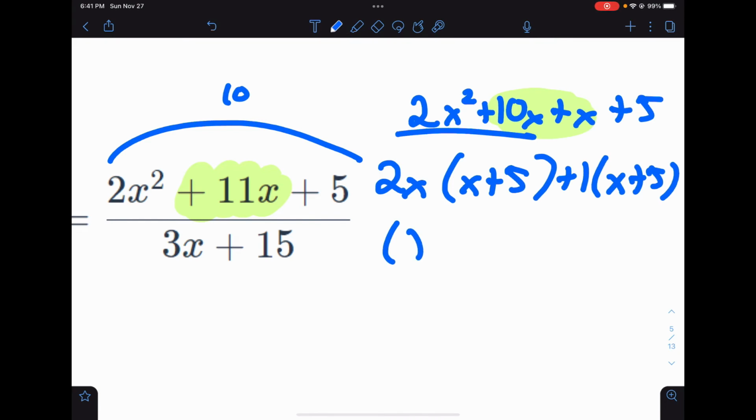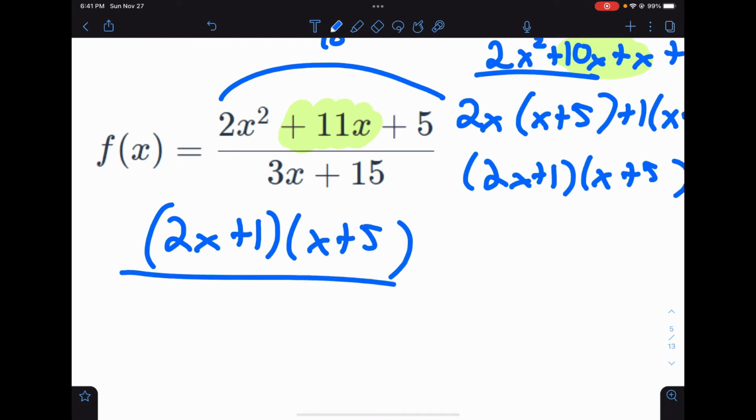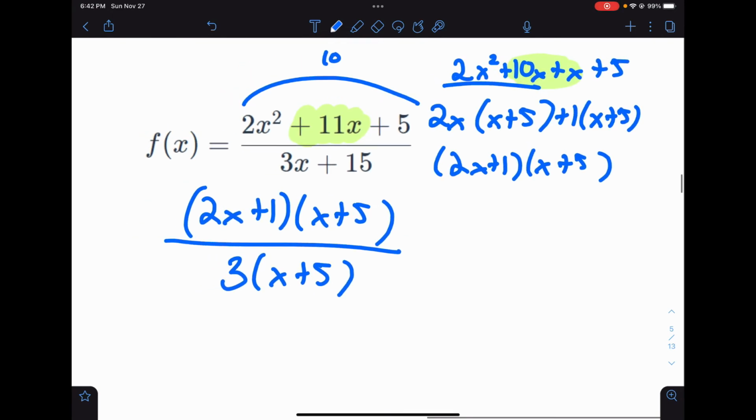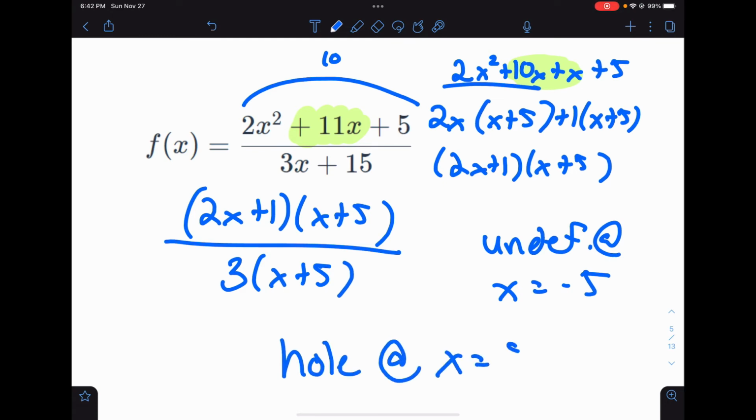All right. So we end up with 2x plus 1, x plus 5. So on the top, we get 2x plus 1 times x plus 5. And then in the denominator, we're just going to take out our GCF here, which is just a 3. So this one is going to be undefined at x equals -5. And that is, in fact, a hole. How do I know it's a hole? Well, these two factors cancel from the numerator and the denominator, which indicates a hole.